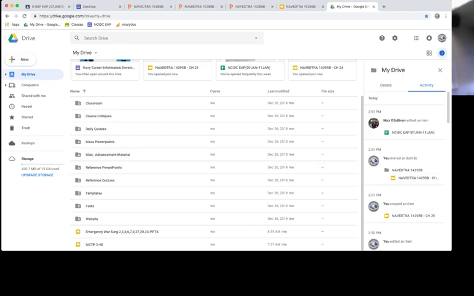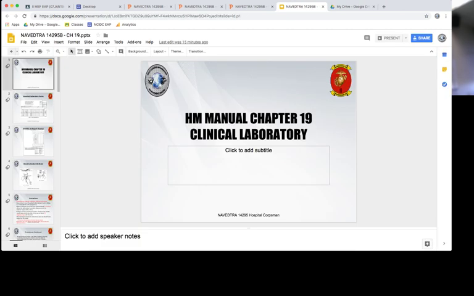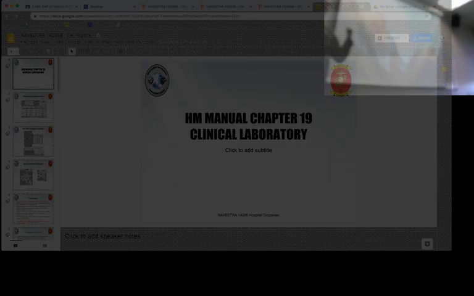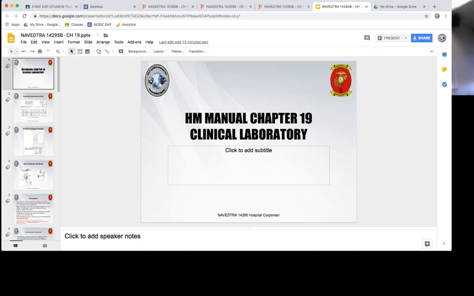Alright, lab. I was actually a prior lab tech, so I saw some stuff that's not on these slides, so I'll give you a little extra stuff that's not on there that I know I have seen on the exam before, that may help you guys out.